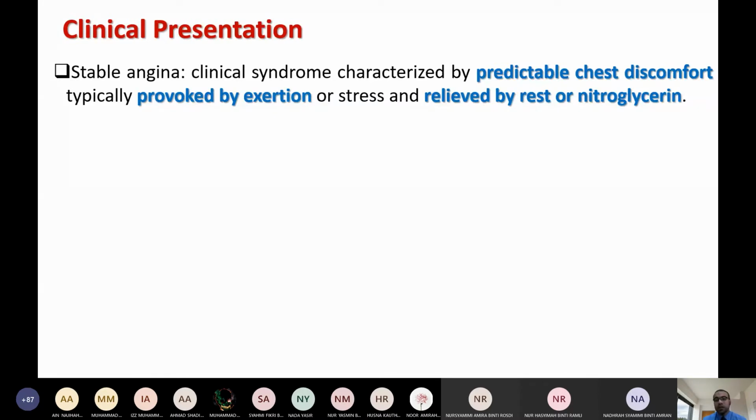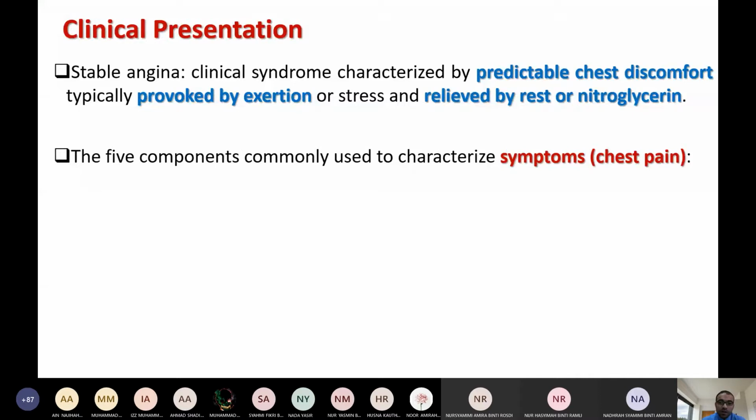Sometimes if the attack happens, sublingual nitroglycerin should be just enough. And sometimes people, before doing exercise, take sublingual nitroglycerin, so this predictable chest discomfort will be less likely to happen. Okay?